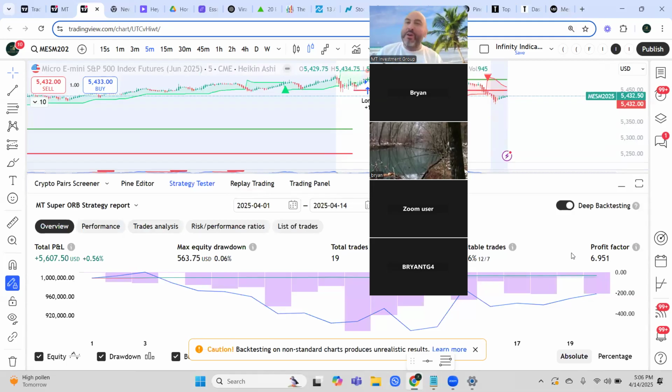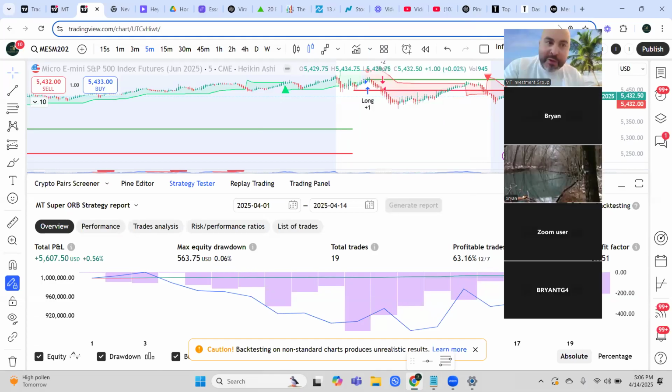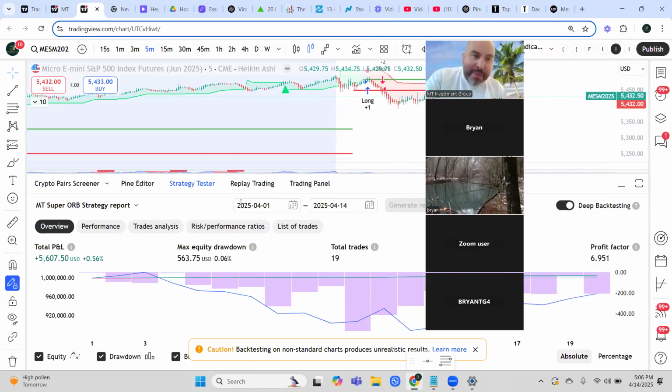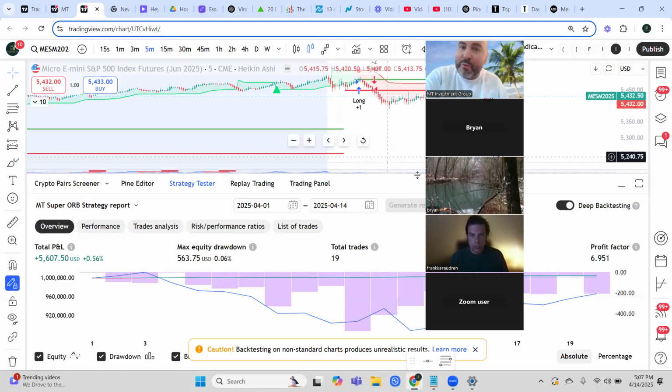If you know anything about this, profit factor is big. You really want to see like a 2-to-1 profit factor, and anything above that is good. Here we're sitting at 6.9, which is amazing. We took 19 trades so far in April, I'm sorry, we're on the 5 minute chart, and we had a max equity drawdown of $563. So we made over $5,000 with this, and our max drawdown was $563. Why is that, and how can that be?